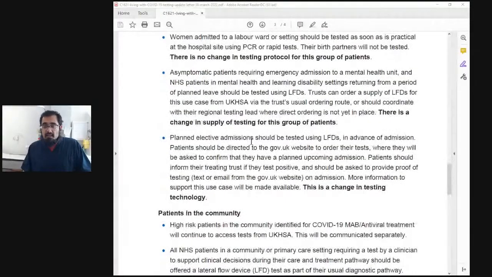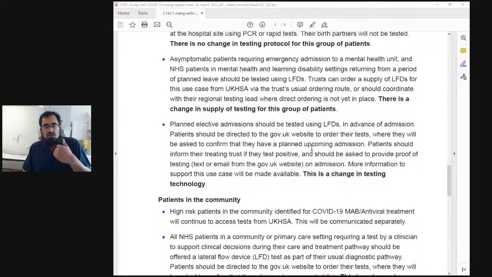And then planned elective admissions. This is the key one to be aware of. It should be using LFD testing in advance of admission. Patients need to be directed to the government website in order to order the test, and they'll have to confirm that they are having this procedure, and also potentially some additional information in terms of what type of procedure they're having, and then inform the trust if they test positive at that point. So this is going to be a change in the type of technology they're using, because I believe before it was PCR testing that they had to do and had to isolate for a period of time before they could have their procedure. So this is now changing that route in terms of how that's working.